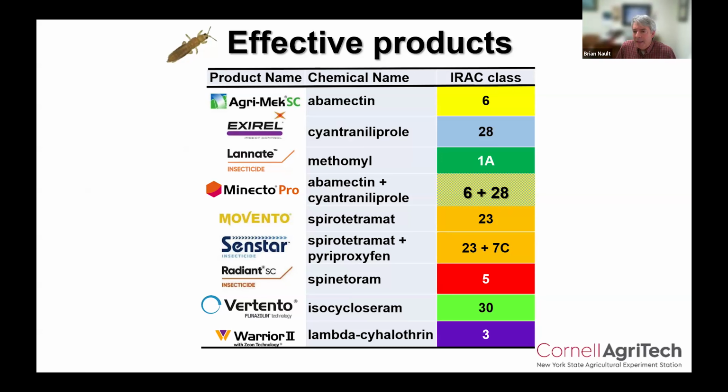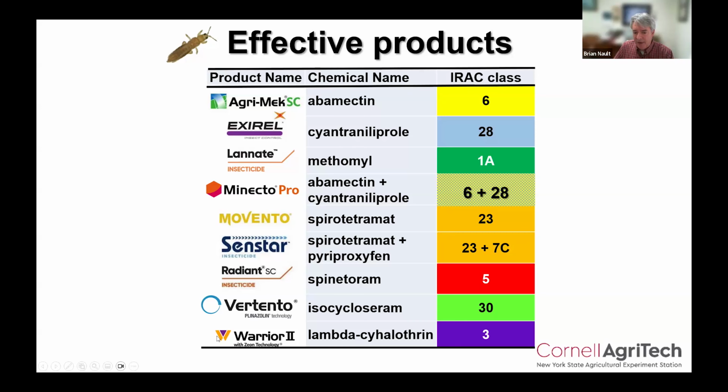And the other point I want to make is the IRAC class. These are different classes of insecticides, and we have 7. And that's awesome when it comes to designing insecticide resistance management plans. And I'll talk about those in detail in a few minutes as well.